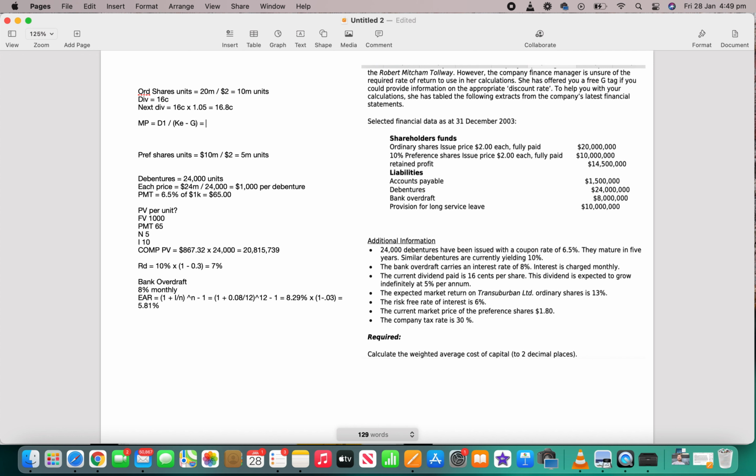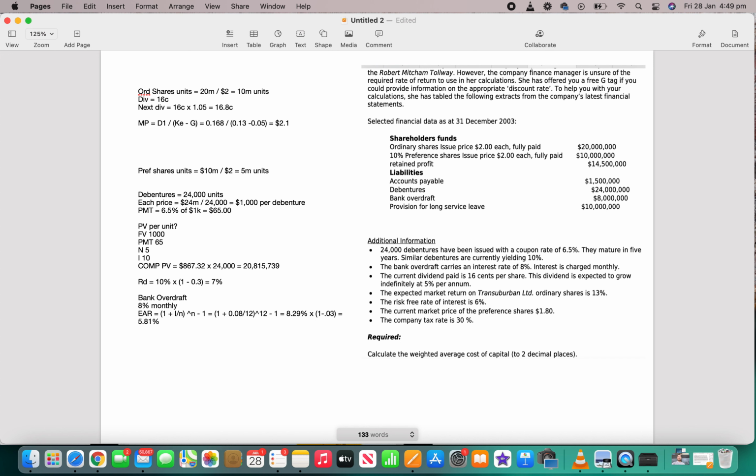So if we input that, it is 0.168 over 0.13, 13% from down here, minus our growth rate of 0.5%. Do the math on that. We should get a current market value of $2.10 per share. Now we want to calculate the market value. Remember, we already did the calculation of the volume of units: 10 million times our current market price of 2.1, which equals 21 million.